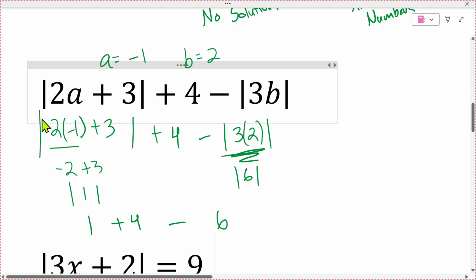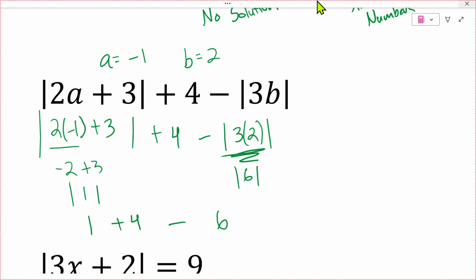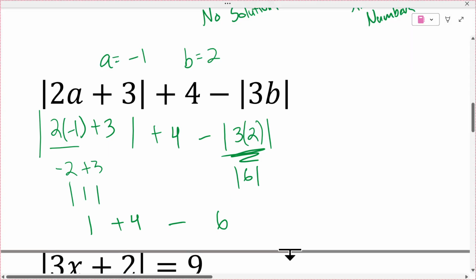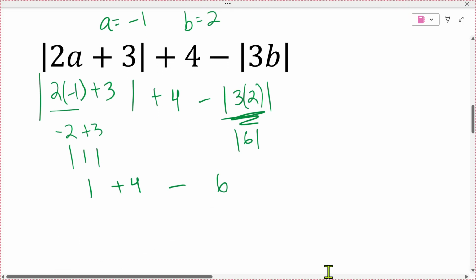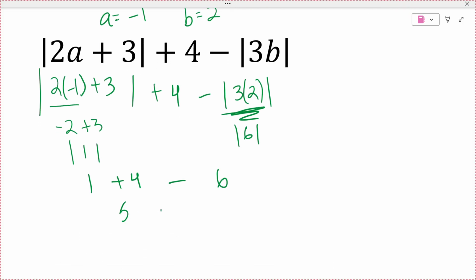Okay. So I did this absolute value. 2 times negative 1 is negative 2, plus 3 is 1. Absolute value of 1 is 1. Over here, I did 3 times 2 is 6. Absolute value of 6 is still positive 6. And then again, I'm left with addition and subtraction where I would want to work left to right. So this would be 5 minus 6. This would make negative 1.